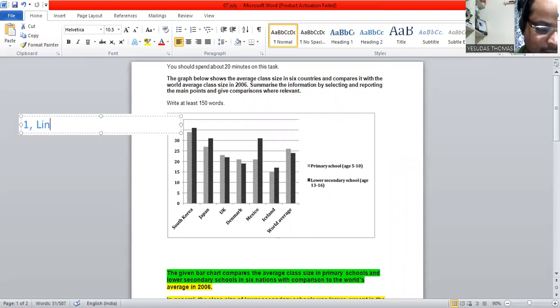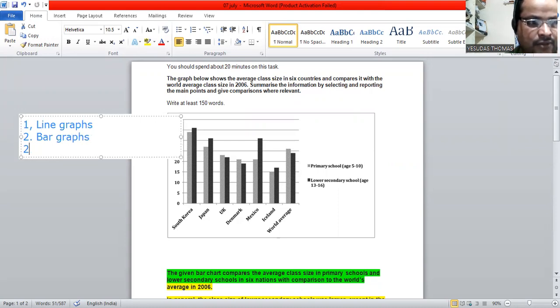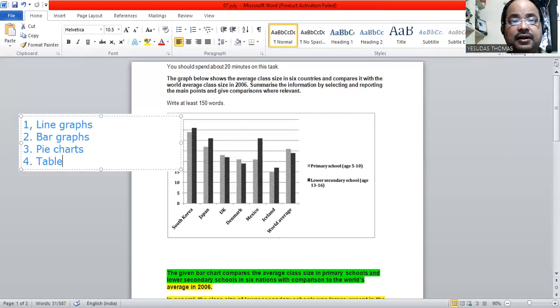Number one, the line graphs, and number two, it's bar graphs. Number three, it's pie charts. Number four, it is table. So the chart what we have here is a bar chart, and it is one of the common types of questions which are asked in the academic task one.